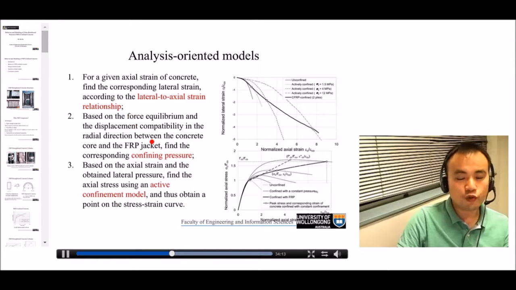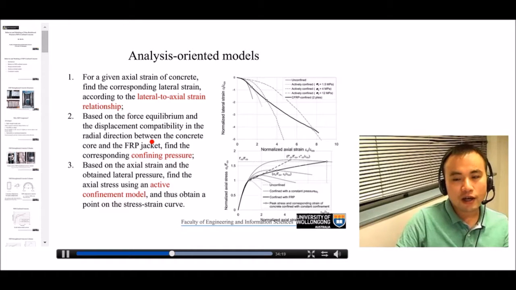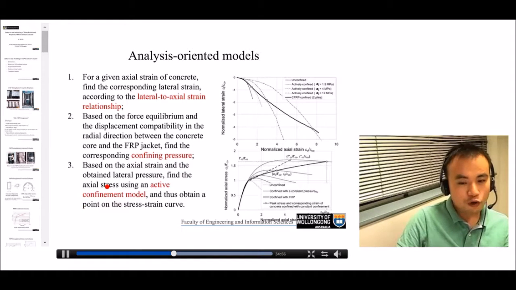And this can be done based on force equilibrium, as we talked about at the beginning of this presentation. If you take half of the FRP jacket as an isolated body and write down the force equilibrium equation, you can find the relationship between the hoop strain of FRP and the confining pressure of concrete. And this part is easy to do. And the third part, if you have done the first two steps, you already know the confining pressure and the axial strain, right? So you can use any existing model for actively confined concrete to find the axial stress.